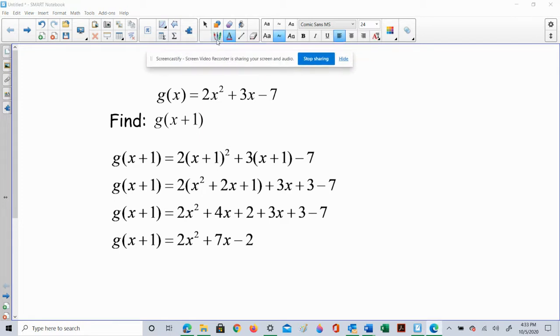Let me move that so I can get to the pen if I need it. So this x becomes x plus 1 squared. 3, x plus 1 minus 7. x plus 1 squared is x squared plus 2x plus 1. Distribute, simplify. My answer is 2x squared plus 7x minus 2.